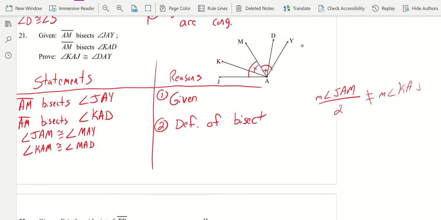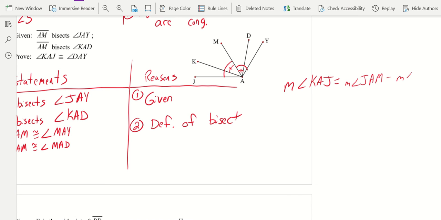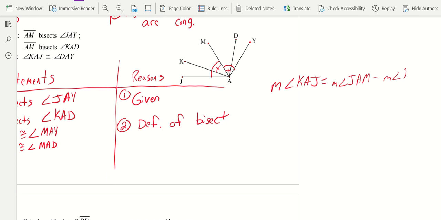So we can't use the division property, but here's what we can do. Watch this. What is the measure of angle KAJ equal to? Well, it's equal to the measure of angle JAM minus the measure of angle KAM. And let's compare that to the measure of angle DAY. What is DAY equal to? It's equal to the measure of angle MAY minus the measure of angle MAD.